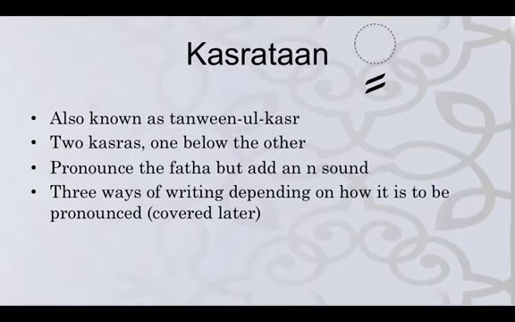The third diacritic that we're going to learn today, that is this little circle used to denote the letter, is the kasratan. There are two diagonal lines below a letter, and this is also known as tanweenul kasr. The two kasra, one below another, is known as the kasratan. That's what denotes the kasratan.